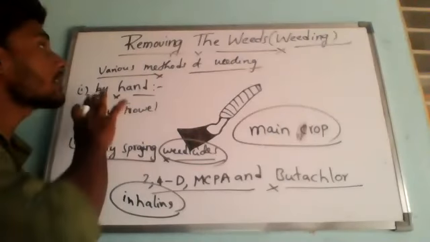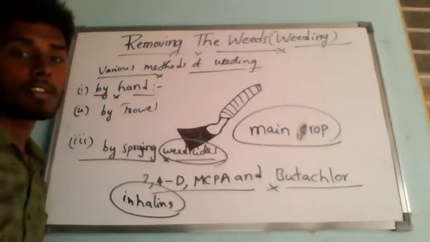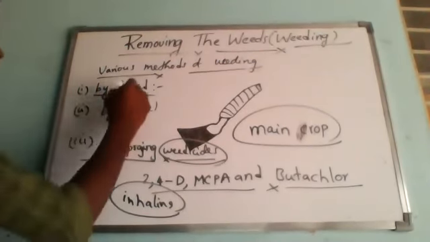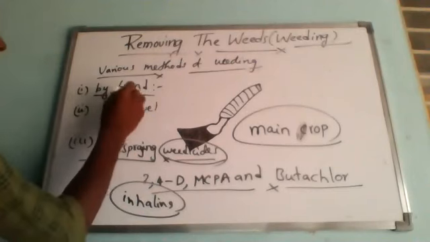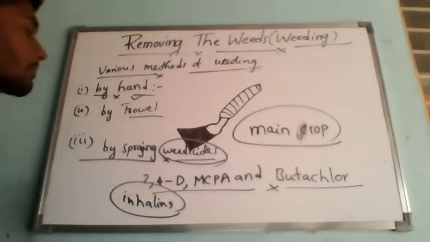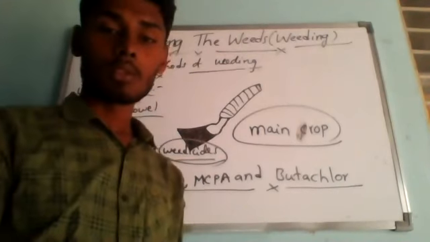So this is about removing the weeds, or weeding. We have three methods of removing the weeds. The first one is uprooting by hand, the next one is by using a trowel, and the next one is by spraying the weedicides. So with this, I'm going to end today's session.